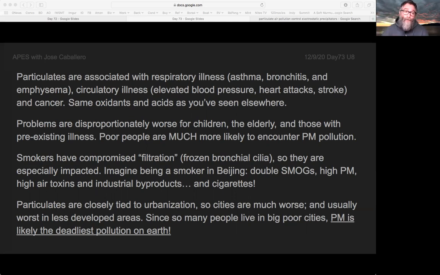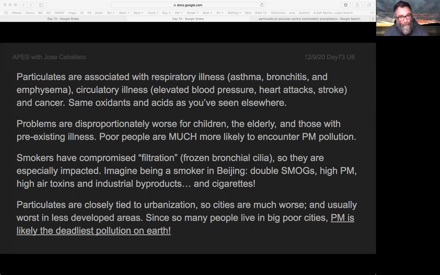So for children, particulate air pollution is especially dangerous because they don't have any extra lung capacity to pull in. Also the elderly, because they've already compromised some of their lung function through aging. And a lot of people who already have asthma, bronchitis, emphysema, elevated blood pressure, heart attacks, or stroke, they're already on the edge, so they're much more likely to be triggered.